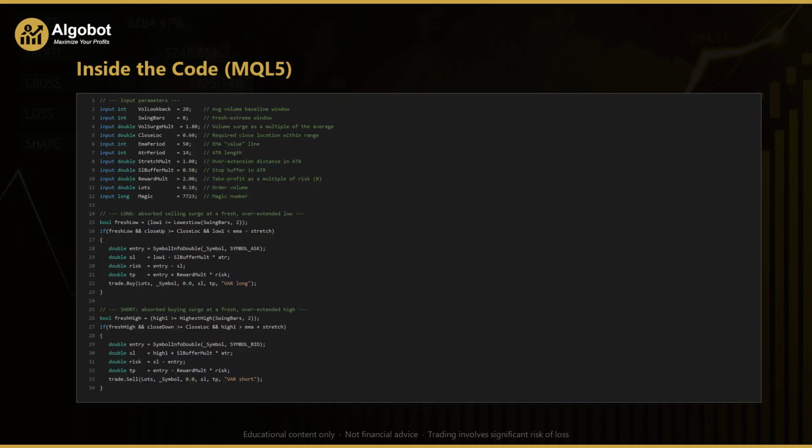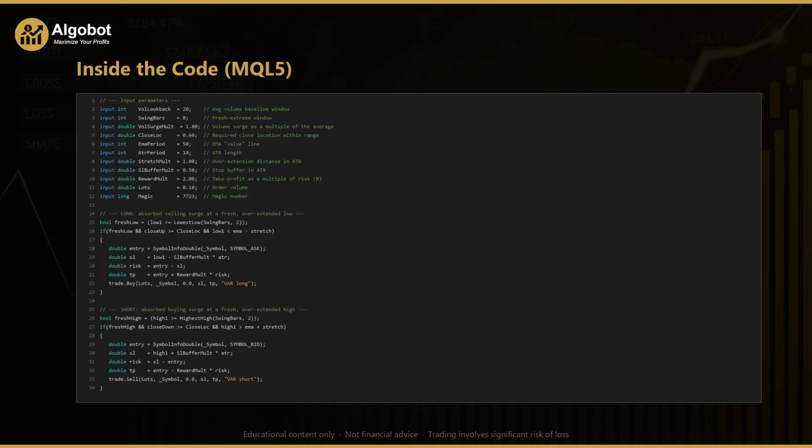Let's look at the actual MQL5 code as it appears in MetaEditor. At the top are the input parameters you can adjust in the strategy tester. VolLookback sets the volume baseline window, swing bars defines the fresh extreme window, and VolSurgeMult sets how large the volume surge must be relative to the average. Close lock controls how near the close must be to the far end of the bar. EMA period and ATR period define the value line and the volatility measure, and StretchMult sets how far beyond the EMA price must reach. SL buffer multiple, reward multiple, lots, and magic complete the list.